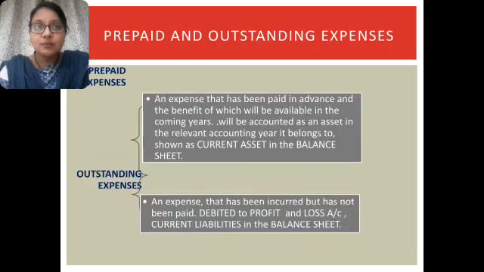Now the next term is prepaid and outstanding expenses. Expenses we have seen just now, but expenses can again be divided into two parts. It may be a prepaid expense or an outstanding expense. So let us understand first what we mean by prepaid expense. An expense that has been paid in advance and the benefit of which will be available in the coming years. For example, suppose you have taken a shop from someone on rent on 1st of January, and on that day only you have paid him 1 month rent.